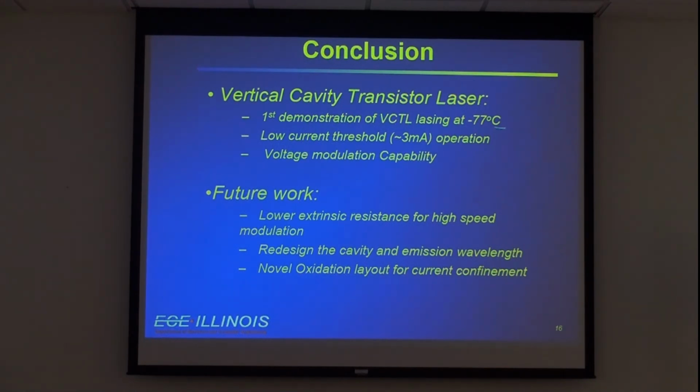There's a red shift of around 18 nm, just because our cavity design is a little bit off from the actual emission, so we have to pull it down. And it's a low threshold current of 3 milliamp, which is the smallest current among transistor laser schemes. We also demonstrated the voltage modulation capability. For future work, of course, we have to lower the extrinsic resistance. We will redesign the cavity, and we have tried to do oxidation to fully confine our cavity. That's it.